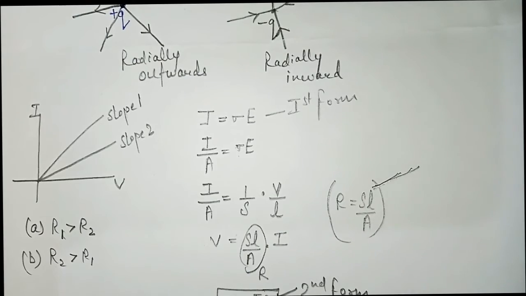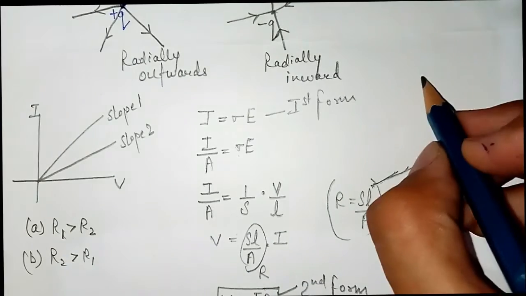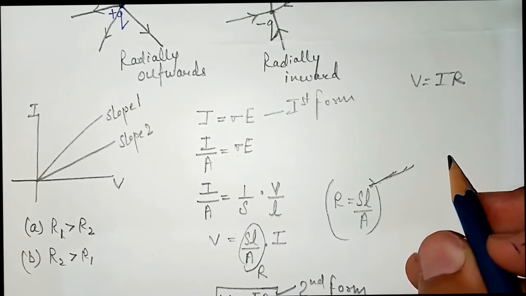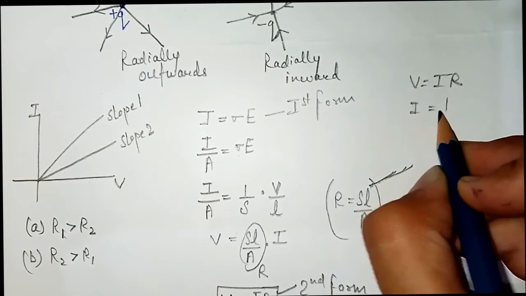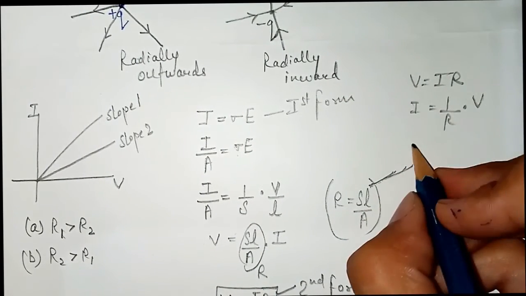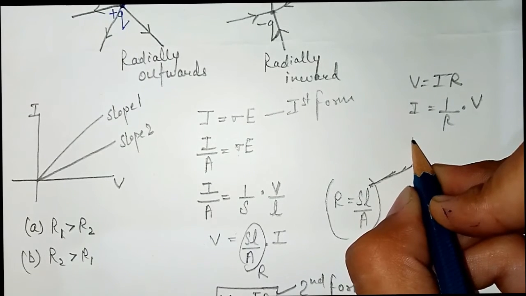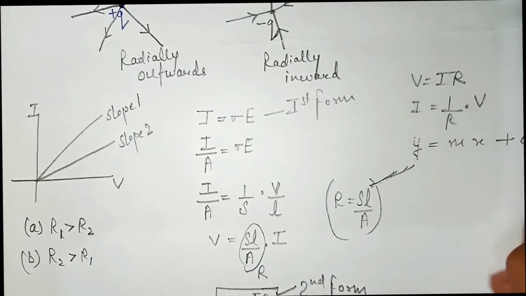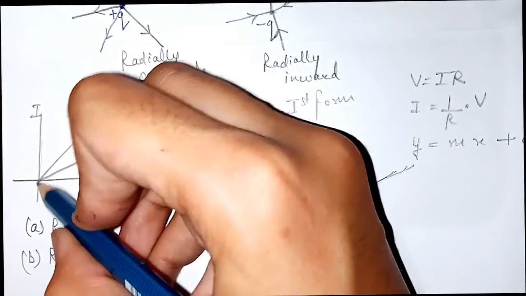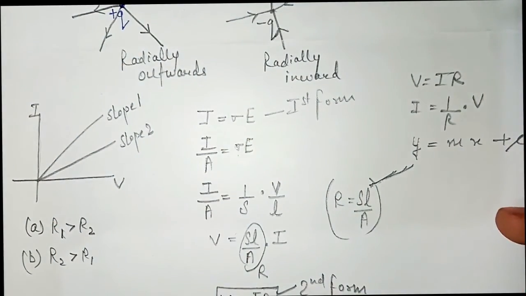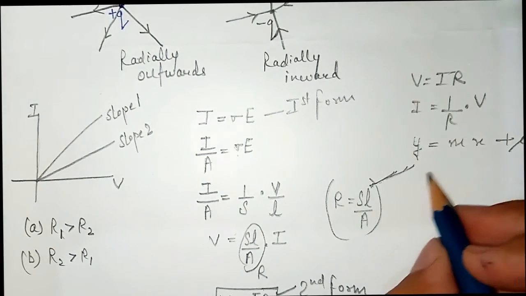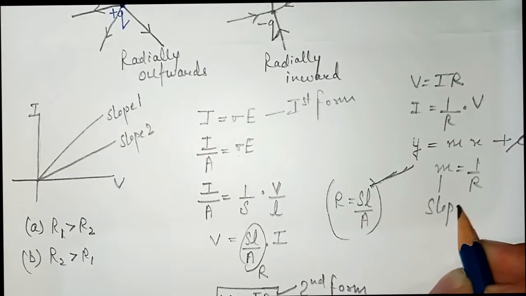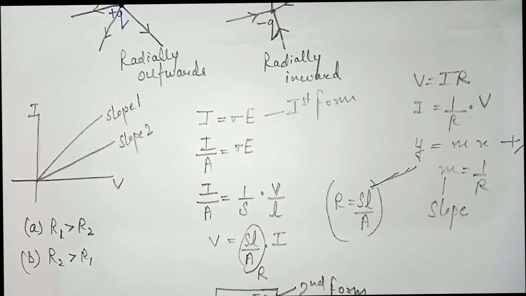Before solving this question, let me help you. V is equal to IR. Okay. I is equal to 1 by R into V. As you know, the equation of a straight line is y is equal to mx plus C. C is the intercept on the y-axis. Here C is equal to 0. M is equal to 1 by R. What is M? M is the slope. Okay. Now think about the answer.